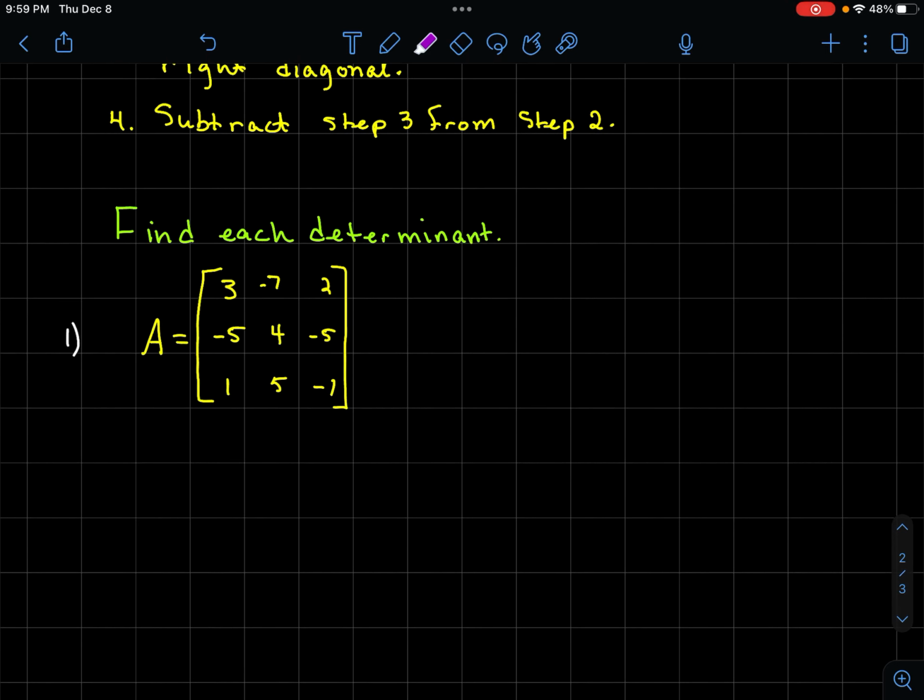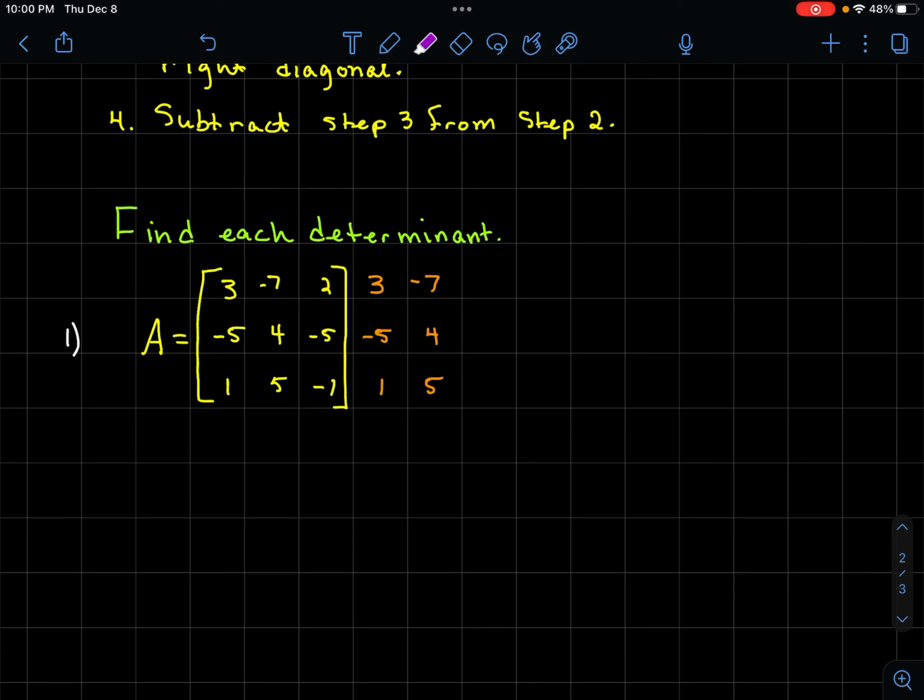Let's take a look at an example. Here we have the 3 by 3 matrix A with all of our 9 elements here. Step 1 says to take the first 2 columns. So we'll take column 1 and column 2. We're going to simply just copy those just outside of the matrix here, which will look like this.